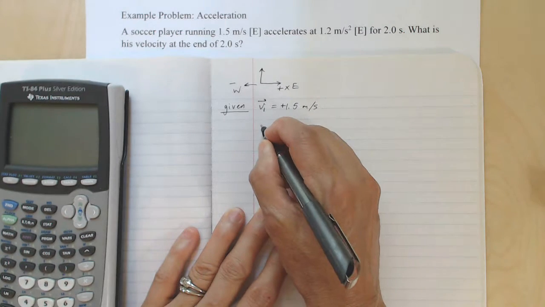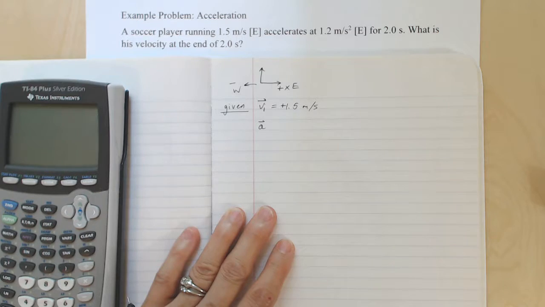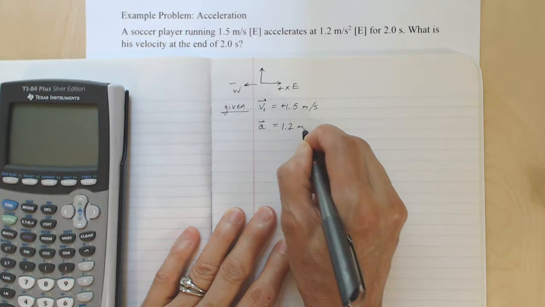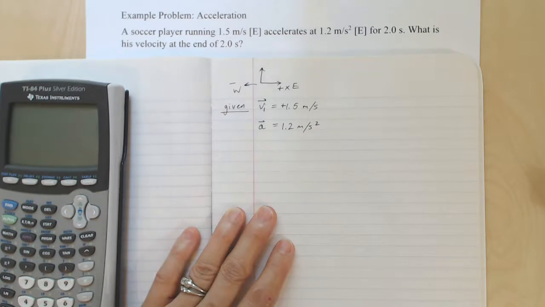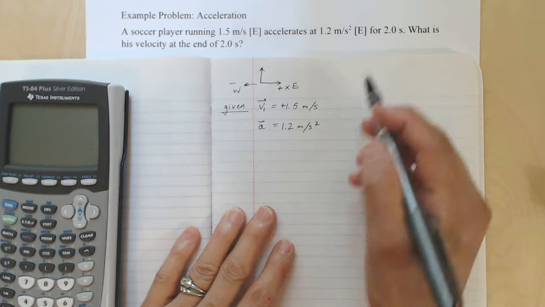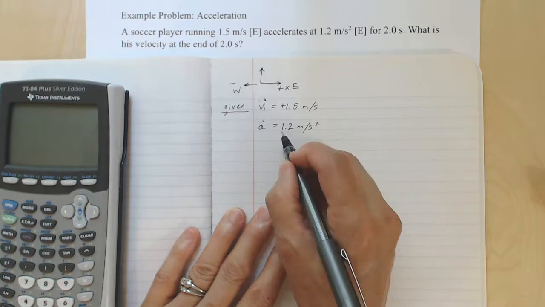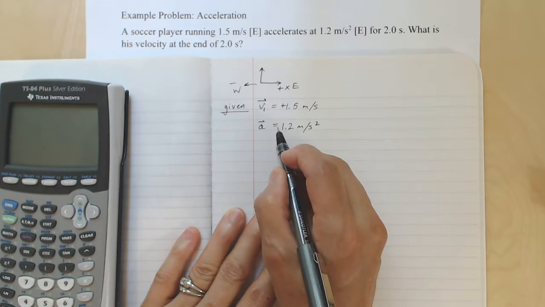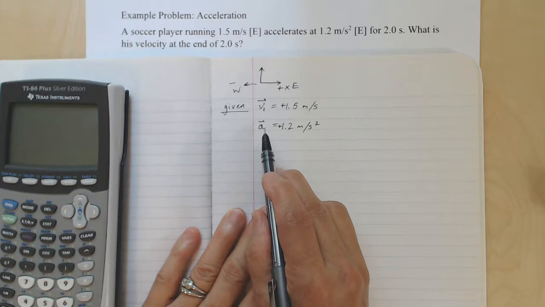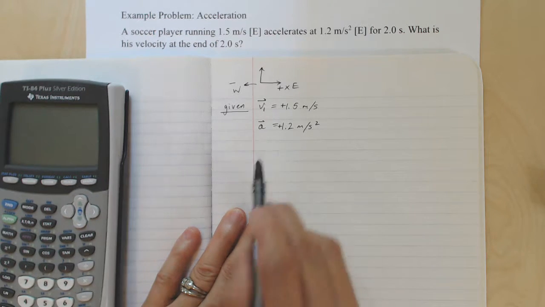We've also been given an acceleration, and we're told that that acceleration is 1.2 meters per second squared. We're also told that the acceleration occurs in the east direction as well. So east, by our definition, by convention, is positive. So we have a positive velocity and a positive acceleration, which means that this soccer player is speeding up, since those vectors, velocity and acceleration, both point in the same direction.